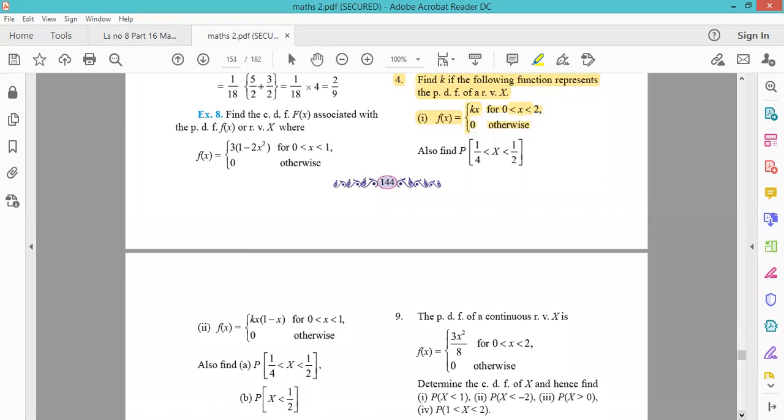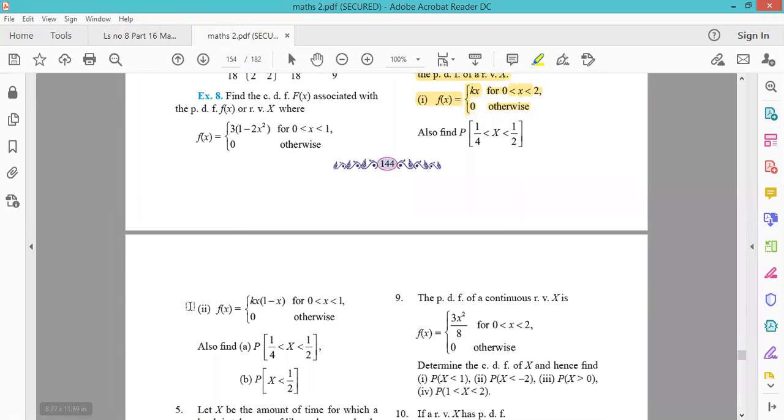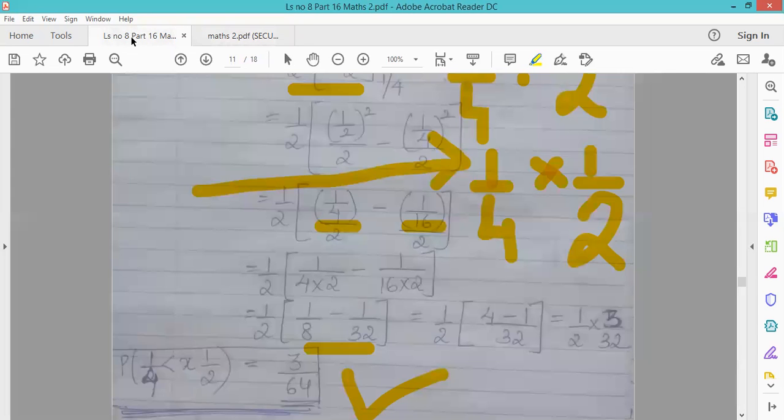Question number 4, part 1. Let's move on to the second part. Question number 4, the second part. Again, you have to find the value of k. The integrals are given, and after that you have to find the probability which is specified. Again 1 by 4 less than x less than half, and the second one is x less than half, which you have to find out. So again the same procedure.